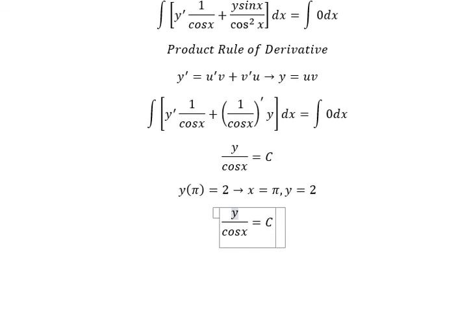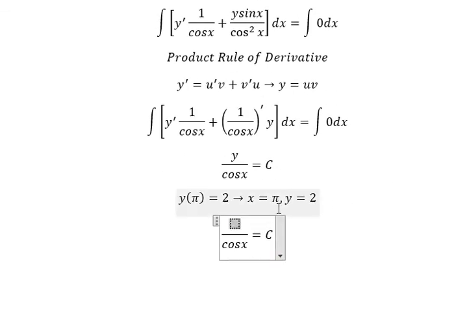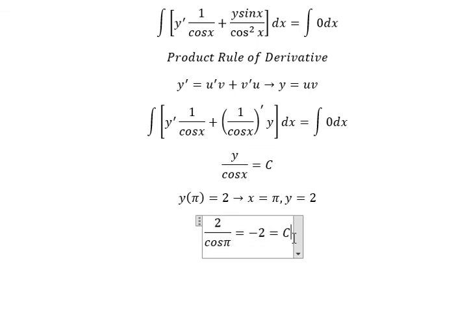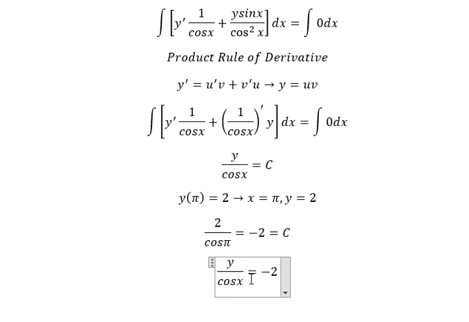So for y, we have 2. For s, we have b. So we calculate this one, and we have negative 1 in here. So we have negative 2. And later, we change c into negative 2. And this is the final answer.